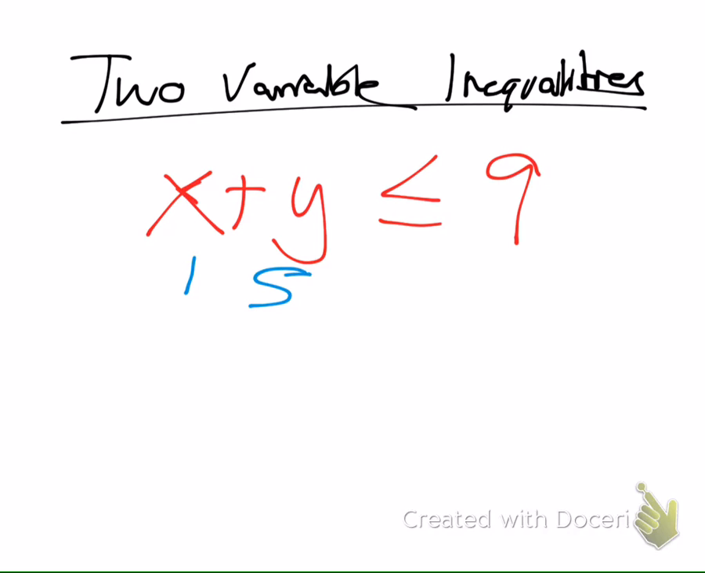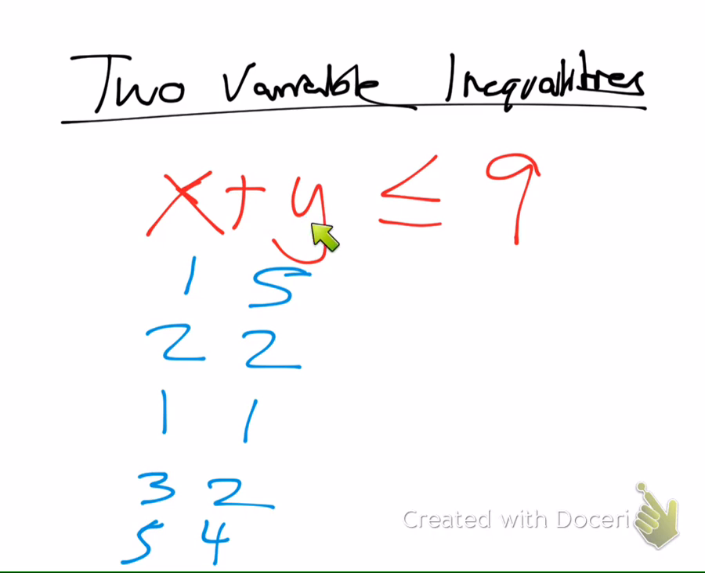1 and 5 would work, right? That'd make it 6. What else? 2 and 2 would work, right? These would make this true, right? What else? 1 and 1 would make it true. 3 and 2 would make it true. 5 and 4 would make it true. Right? We could go on forever, right? We could just keep going, and there would be an infinite amount of things that would make this true, right?